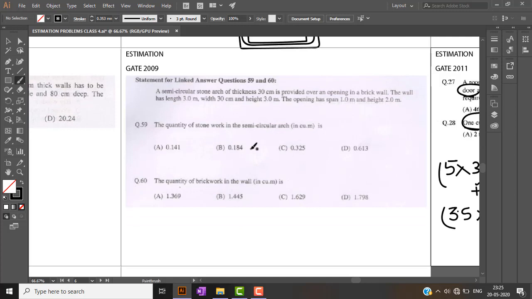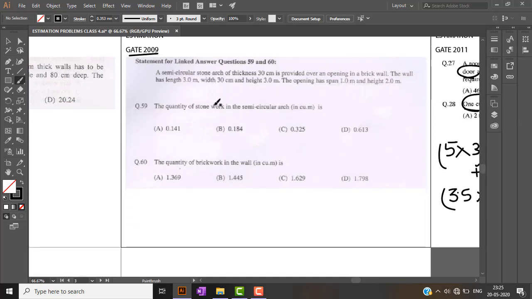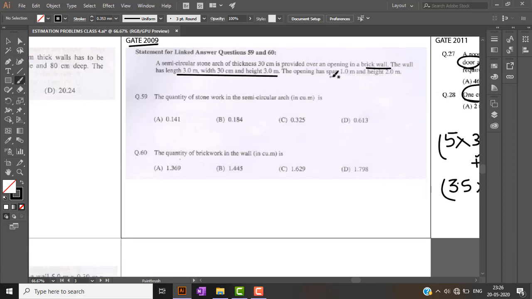So let's carry on with GATE 2009. We have a semicircular stone arch of thickness 30 cm provided over an opening in a brick wall. The wall has length 3 meter, width 30 cm and height 3 meter. The opening has a span of 1 meter and height 2 meter.